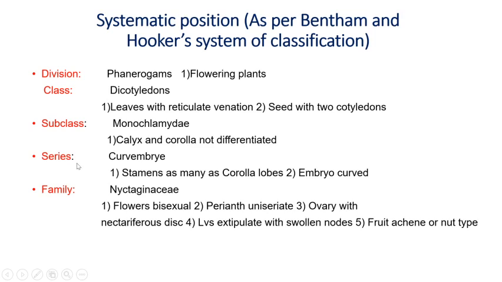Now these families are classified under the series Curvembryeae. The meaning is present in this word: embryo curved. That's why there is the series Curvembryeae. Now there are two reasons here. Stamens as many as perianth lobes. That means perianth lobes and stamens are the same in number. And the second reason is that the embryo is curved. The shape of the embryo is curved. That's why there is the series Curvembryeae.